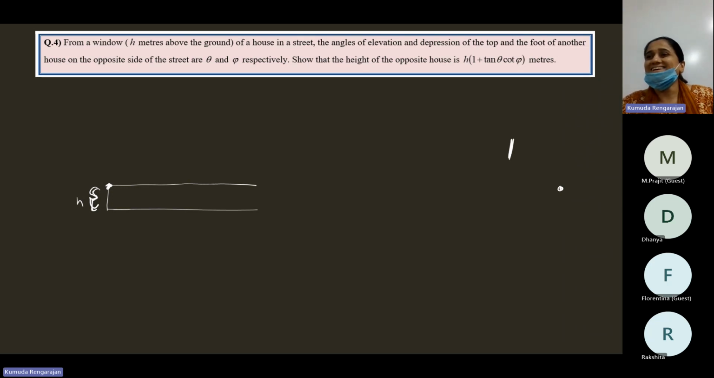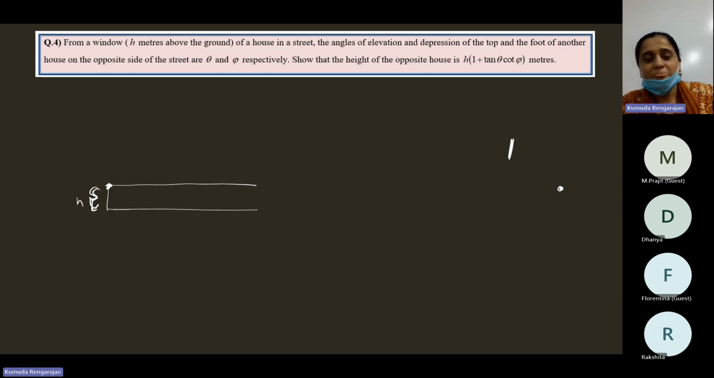The line drawn through the eye of the observer is the horizontal. Okay, so the window is here. So let's read the question ahead. From a window h meters above the ground of a house in a street. Okay, of a house. There's a window in a house, and that house is in a street.